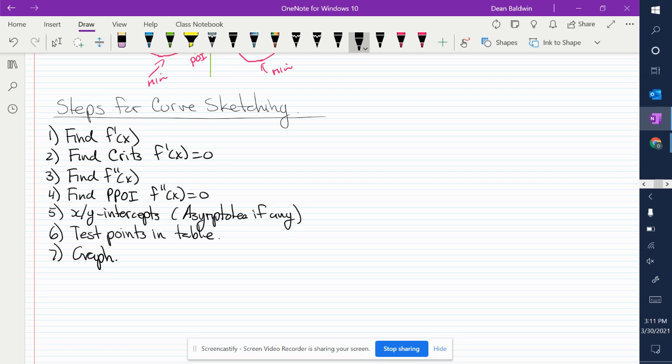They're long questions. They take like a page to do. There's part marks all over the place. Don't leave anything blank. If you don't know what to do, do the derivative, do the second derivative. Find your critical numbers, find your possible points of inflection. You should be able to do that.